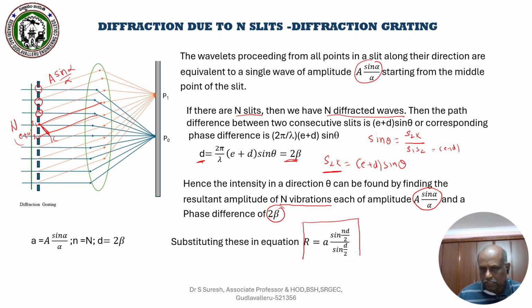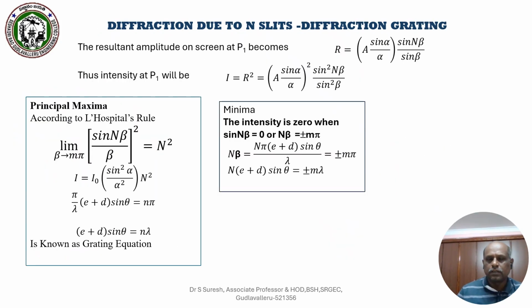Already we know the resultant amplitude formula: R is equal to A sin(nδ/2) / sin(δ/2). Here, instead of A, we will substitute A sin α/α. Instead of small n, we will substitute capital N, the number of vectors. Instead of small δ, we will substitute 2β. So, what is the resultant amplitude? Instead of small a, we replace it with A sin α/α, and instead of small n, we replace capital N.